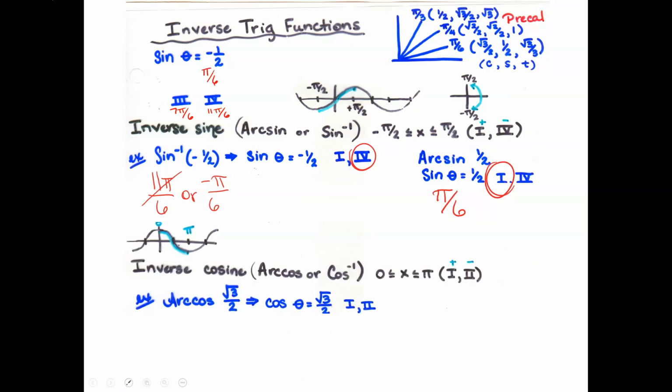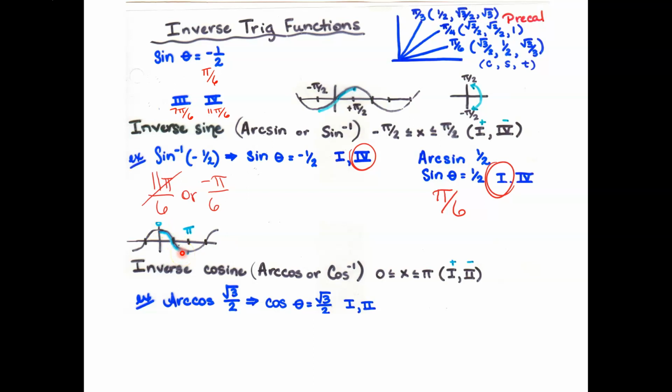All right, let's look at inverse cosine. Exact same idea. If I did the vertical line test, the cosine curve would pass that. If I did the horizontal line test, it would not pass. So I'm going to have to restrict inverse cosine to a region, and that region is from 0 to pi.